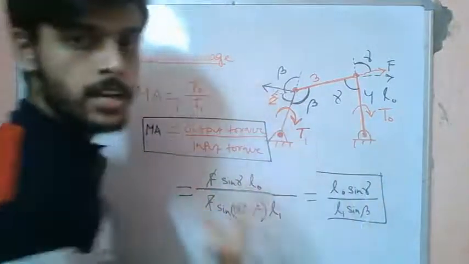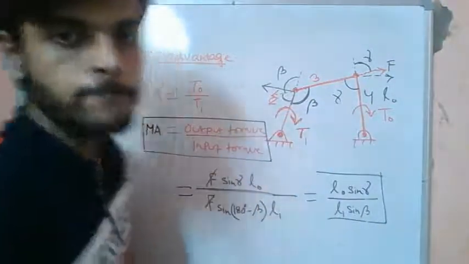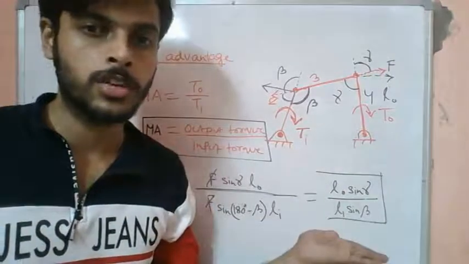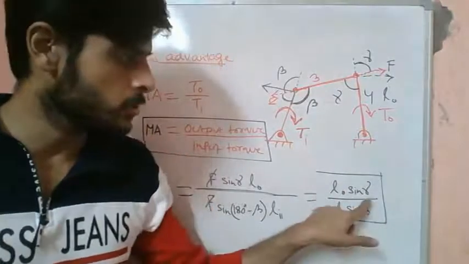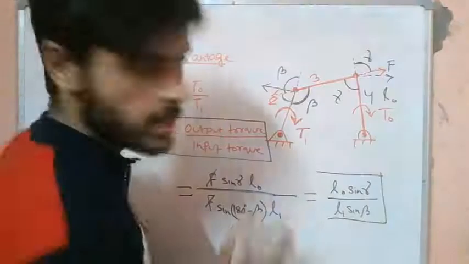So this mechanical advantage throughout the motion of this mechanism will keep on changing. It will not remain constant throughout. It will keep on changing depending on this gamma and beta.